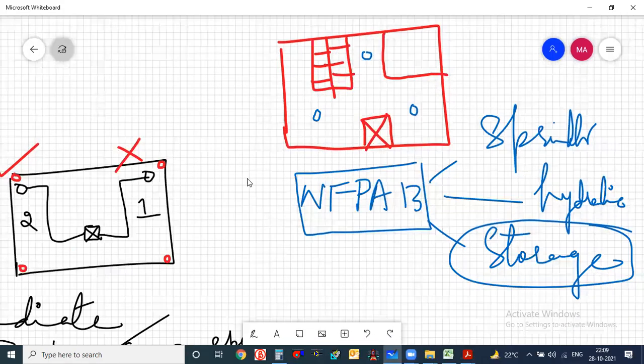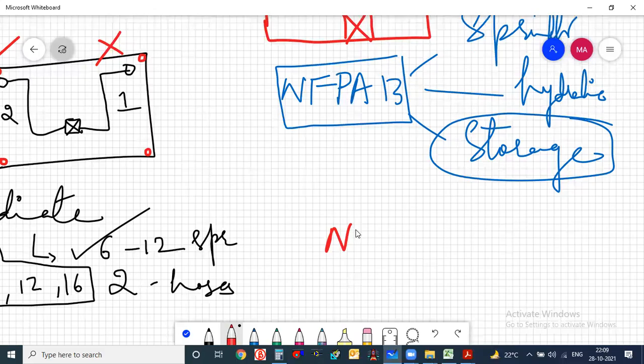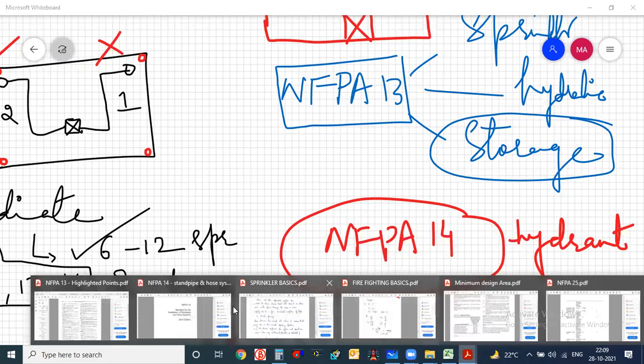Now let us go to NFPA 14. In NFPA 14 also, very few things are given. Basically in NFPA 14, they are talking about the hydrant system. Now the hydrant system is nothing but the fire hose system, whatever the fire hose system is. So that is the hydrant system. Let us focus on that.